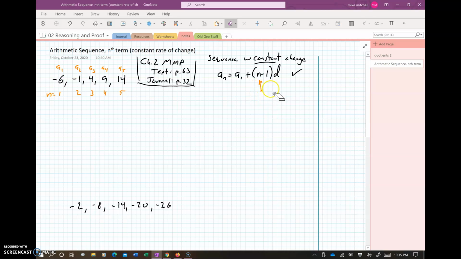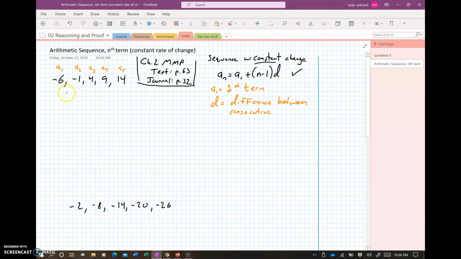Okay, you're also going to notice in here we have a constant rate of change. That's the d here. So I should mention here a sub 1 is our first term, and d is the difference between consecutive terms. And for this type of sequence, that's always going to be the same.